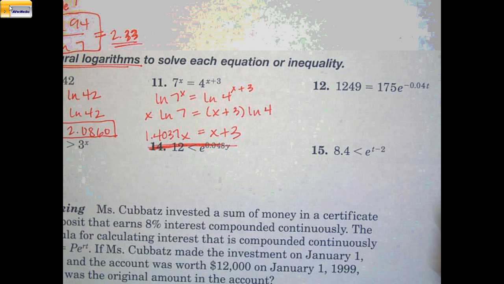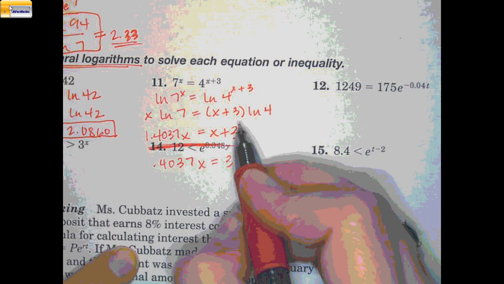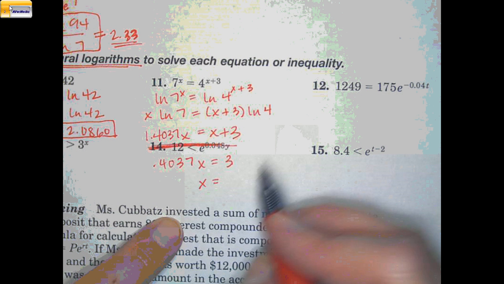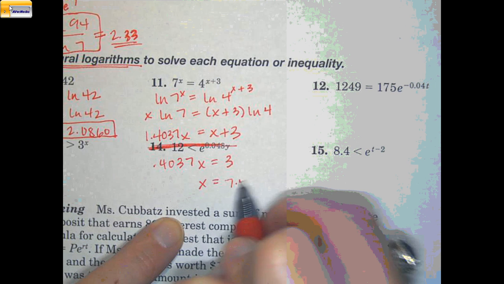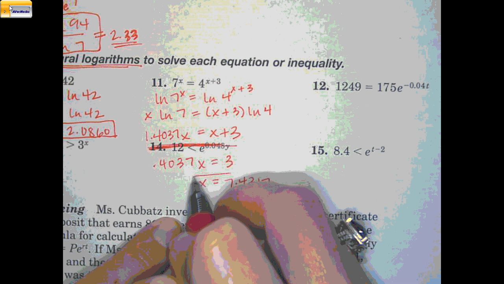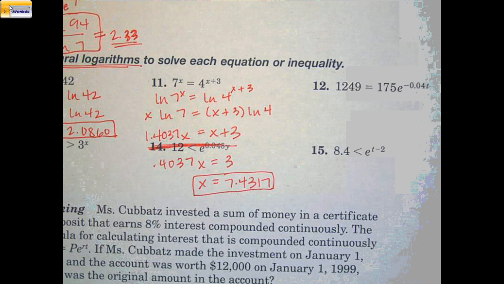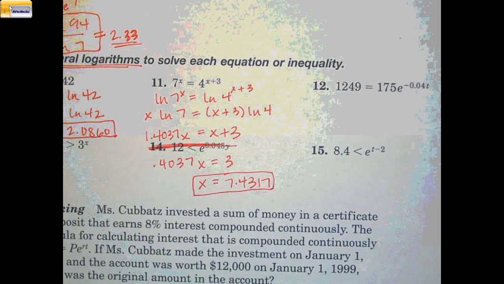Subtract 1x from both sides. When you subtract 1x from both sides, you get 0.4037 x equals 3. Now what? Divide. Yeah. Same process as always, but just have nasty decimals, and that's okay. So in the end, I think we get 7.4317. Hope somebody's checking all that. I only think I did that right. Any questions on 11? So x is... No. Not in this one. e is 2.7.